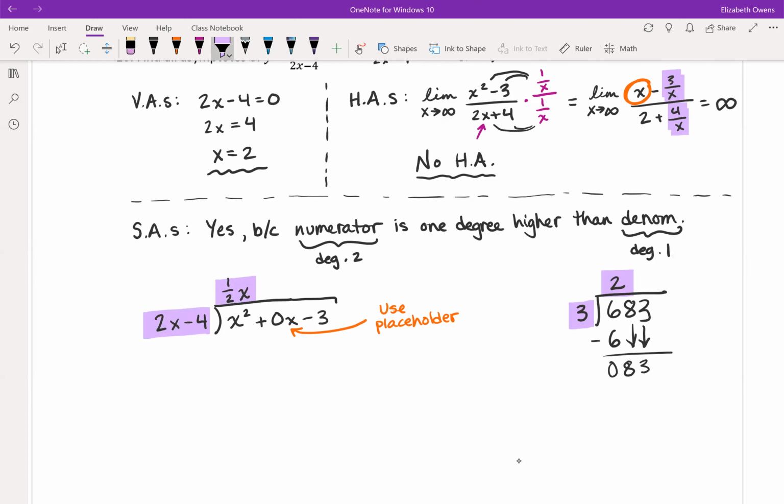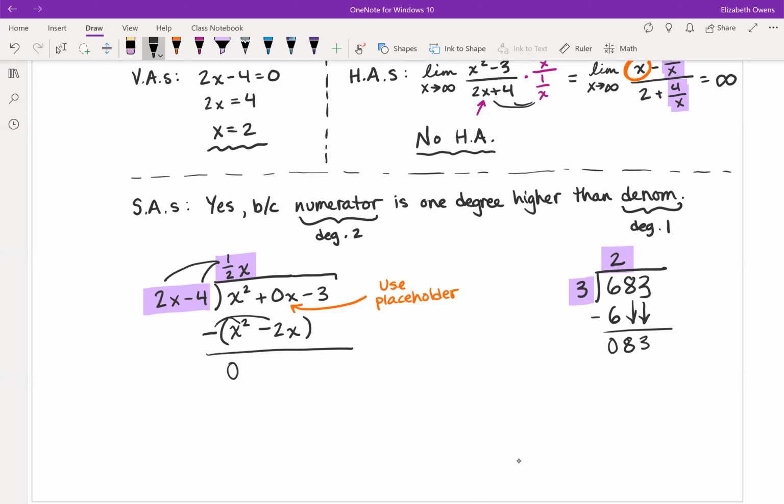Multiply down, but remember to multiply this entire polynomial when you do. So we're going to multiply 1/2 x times 2x, and that gives us x squared. And then 1/2 x times -4 would be -2x. And we're going to subtract that from the previous line. Okay. And when you do that, make sure you distribute that negative. x squared minus x squared zeroes out. That's good. We wanted that.